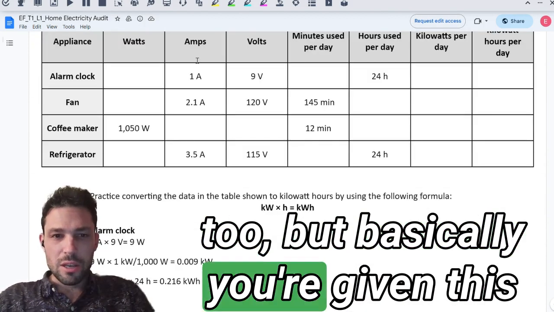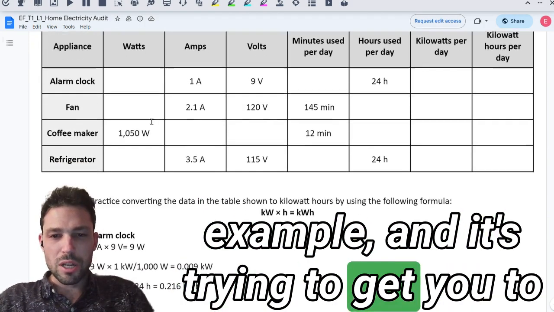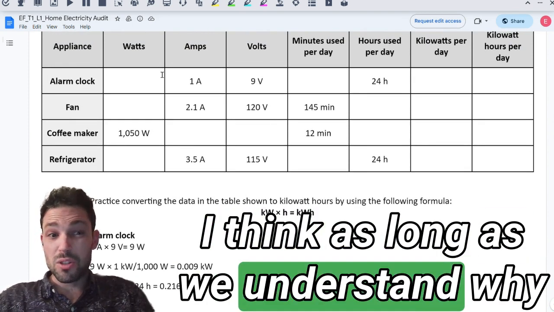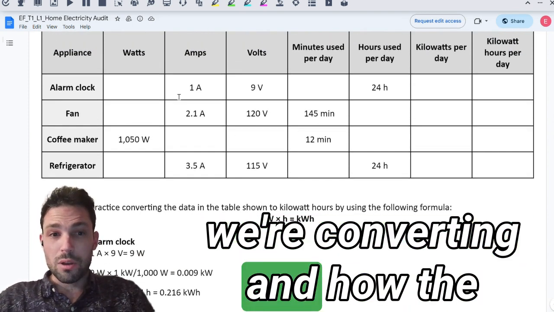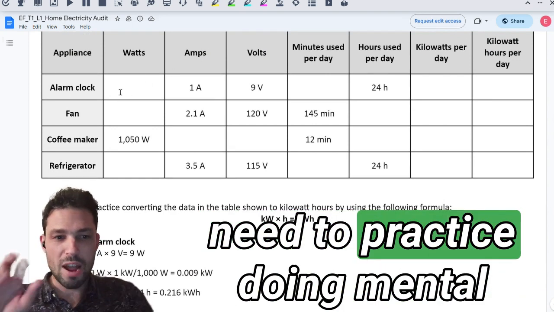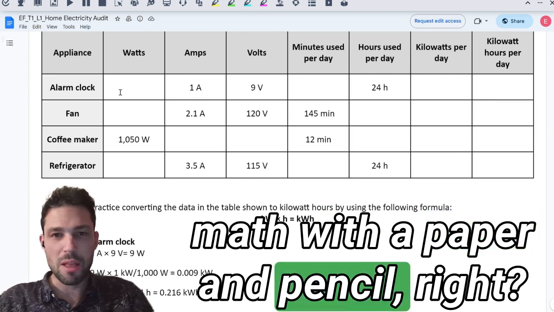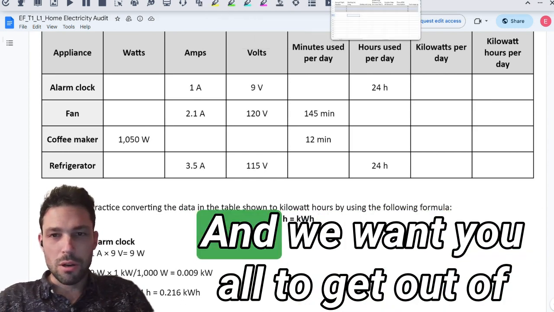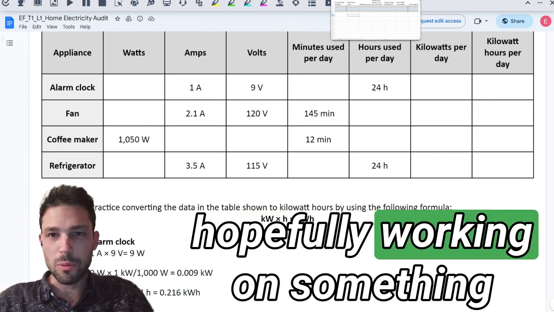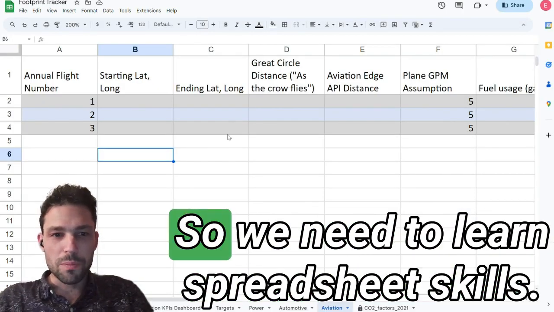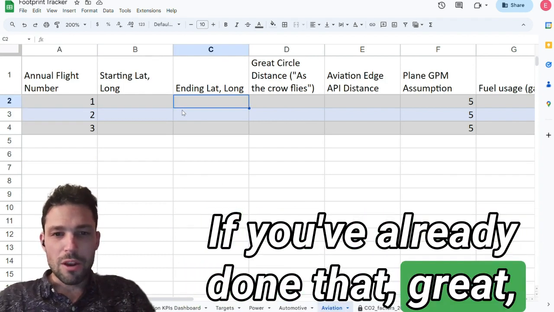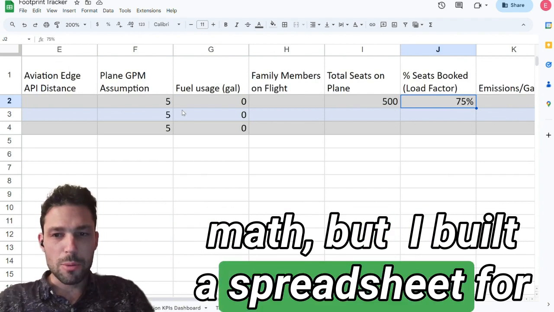But basically, you're given this example, and it's trying to get you to practice converting the data to make sure you know how to convert it. I think as long as we understand why we're converting and how the conversion works, what operation to use, we really don't need to practice doing mental math with a paper and pencil, right? This is senior year of high school, and you all will be high-paid data analysts, hopefully working on something that helps with climate change. So we need to learn spreadsheet skills over pencil math. And if you've already done that, great. Practice mental math.